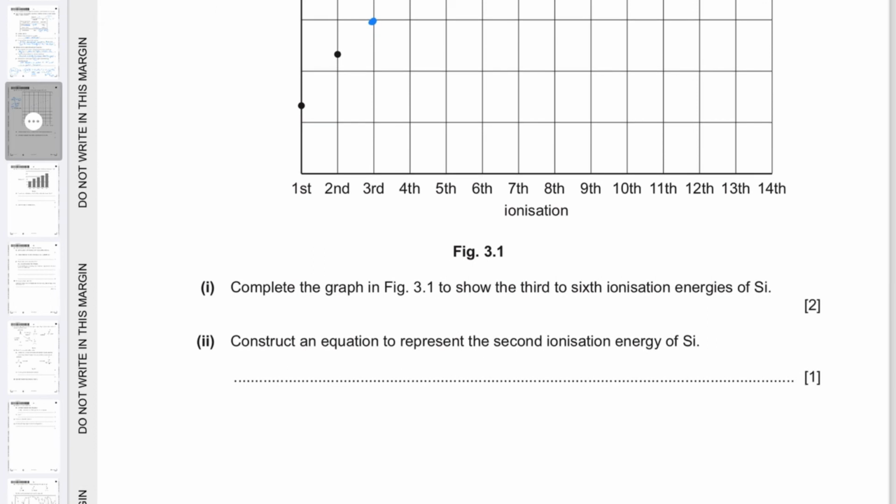Construct an equation to represent the second ionization energy of silicon. So to remove the second electron, you will start with a silicon that already has a positive charge. And remember, ionization energy equations must always include the gaseous symbol. This will result in a +2 charge in the gaseous ion form, as well as an electron.